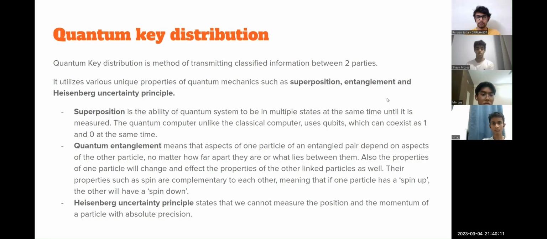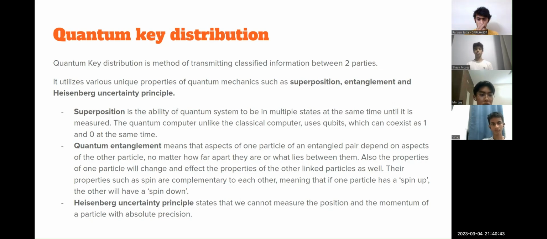Quantum key distribution is a method of transmitting classified information between two parties, commonly referred to as Alice and Bob. It utilizes various unique properties of quantum mechanics such as superposition, entanglement, and the Heisenberg uncertainty principle. Superposition is the ability of a quantum system to be in multiple states at the same time until it is measured. The quantum computer, unlike the classical computer, uses qubits which can coexist as 1 and 0 at the same time.